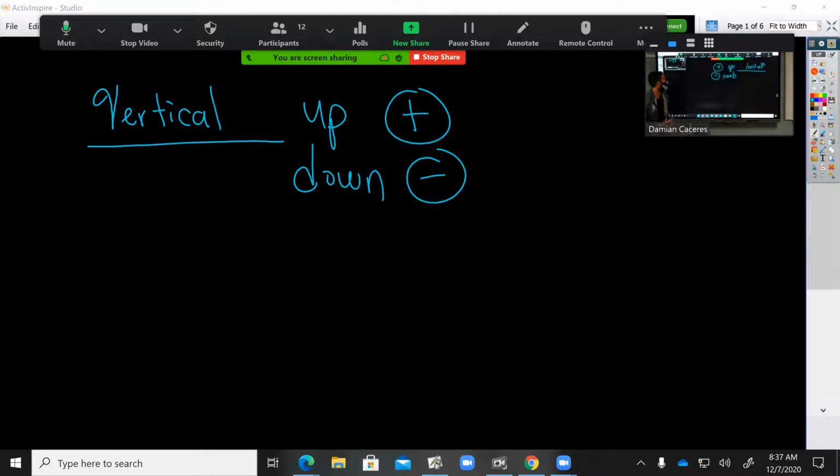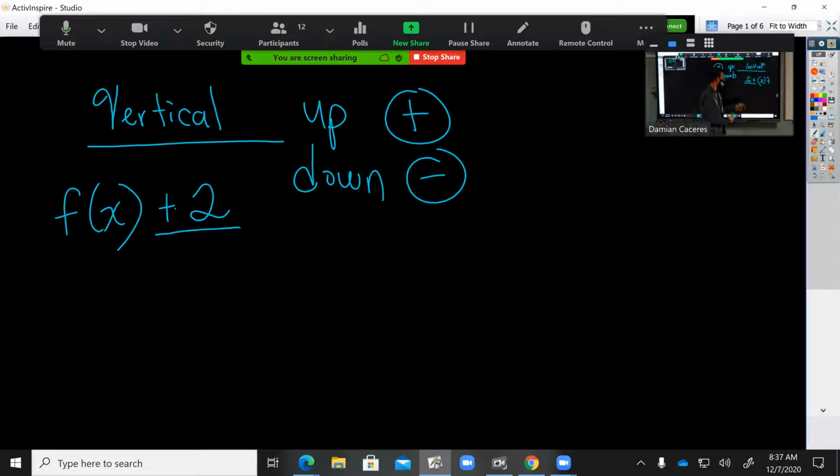So if I tell you to move a line up or down, that's a vertical transformation. Up is positive, down is minus. Pretty simple. Now let me explain to you how this rule looks. To be considered a vertical transformation, the number has to be outside of the parentheses. So here are a couple examples that we can talk about. F of x plus 2. Since the plus 2 is not in the parentheses, we know it's going to be vertical, 2 units up or down. Which one is it? Is that going to be up 2 units or down 2 units? Up 2 units, because it's a positive 2.